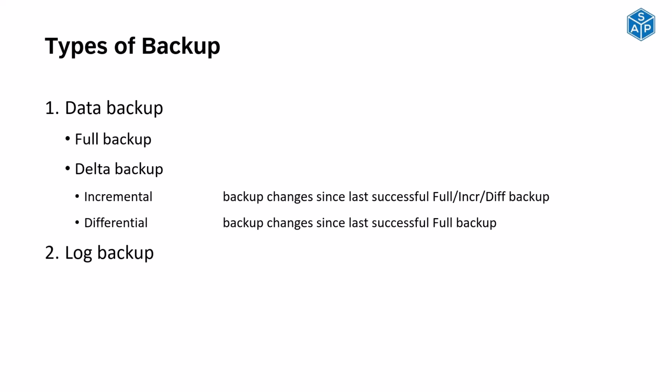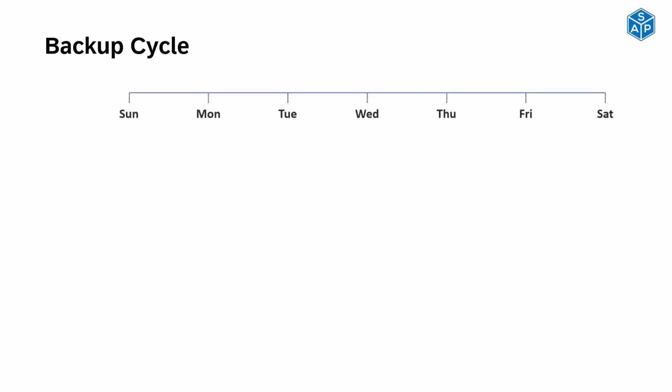So now let us see over here the backup cycle. In this backup cycle, we have a week of 7 days: Sunday, Monday, Tuesday, Wednesday, Thursday, Friday, and Saturday. So we will have a cycle of backup, where the backup will start on Sunday, go on till Saturday, and again on Sunday it will start a new cycle.